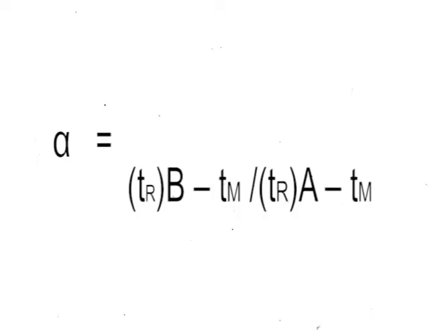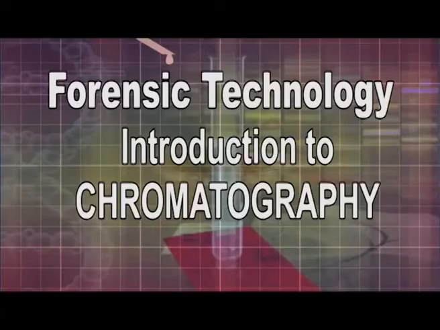It can be rearranged to give Tr for the component B minus Tm divided by Tr of the component A minus Tm. Both capacity factor and selectivity factor can be easily calculated from the chromatogram and are used to monitor the performance of the column.